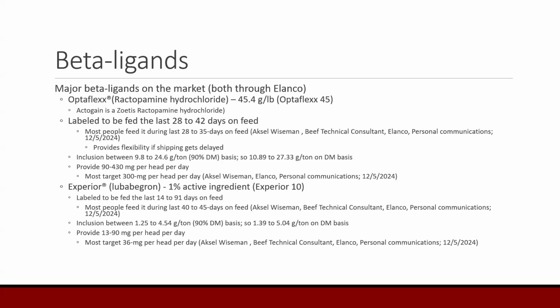Inclusion is on label to be fed between 1.25 to 4.54 grams per ton of 90% dry matter. So that is equal to 1.39 to 5.04 grams of lubabergon per ton on a dry matter basis. You are labeled to feed 13 to 90 milligrams per head per day. Most people are feeding it at 36 milligrams per head per day.